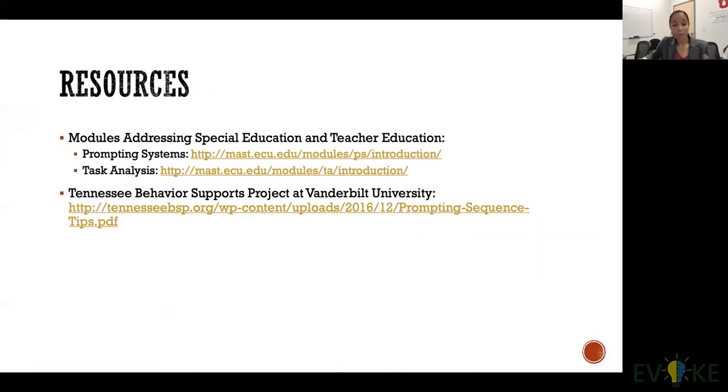Some resources that might be very useful are the MAST modules, and those really go into explaining prompting systems and task analyses, so that's a really good resource. And then the Tennessee Behavior Supports Project at Vanderbilt created a great PDF that talks about prompting sequencing, and some tips for that. And so that's another really good resource that I recommend for behavioral scaffolding strategies.